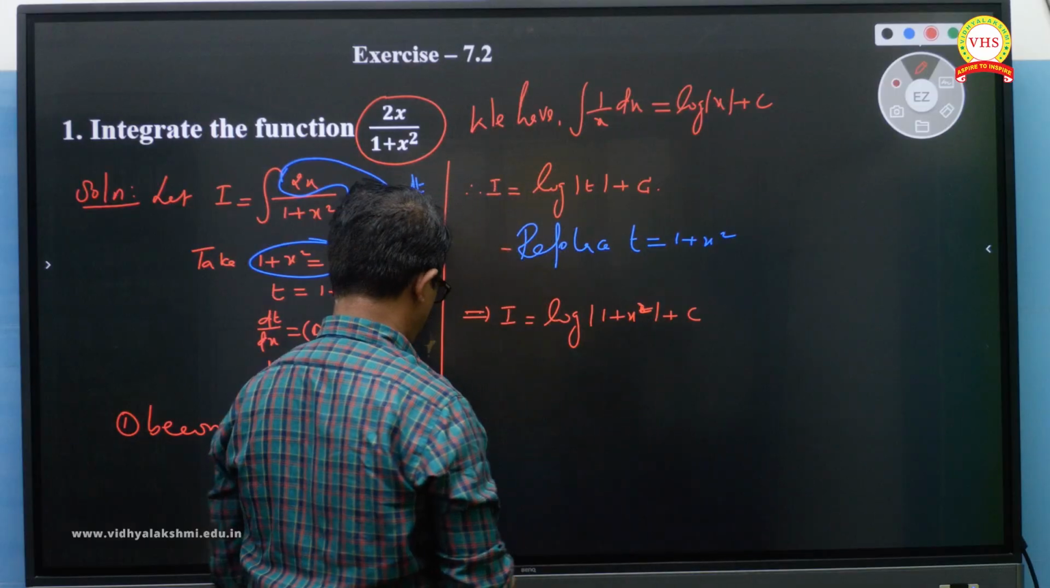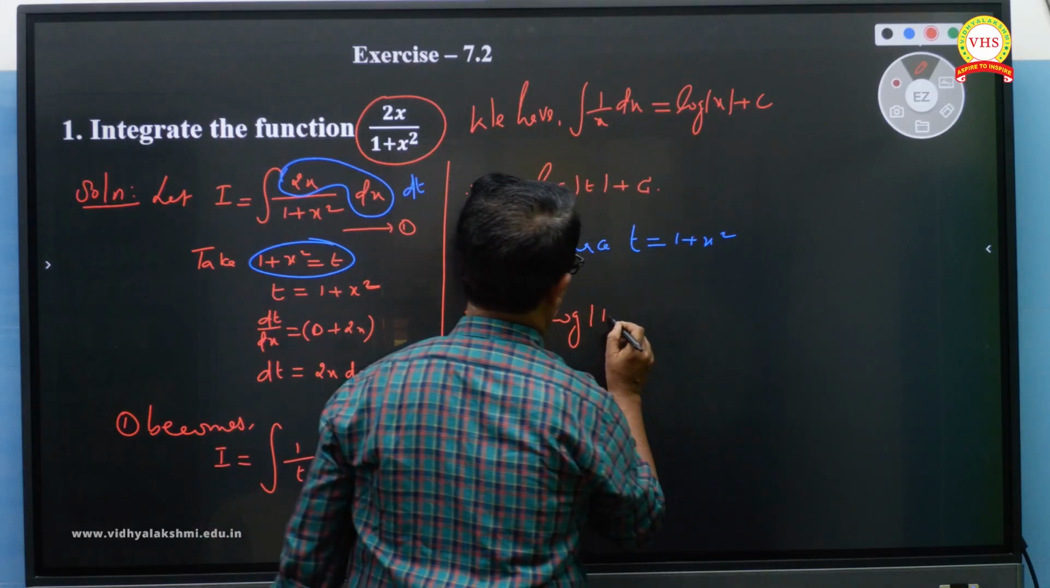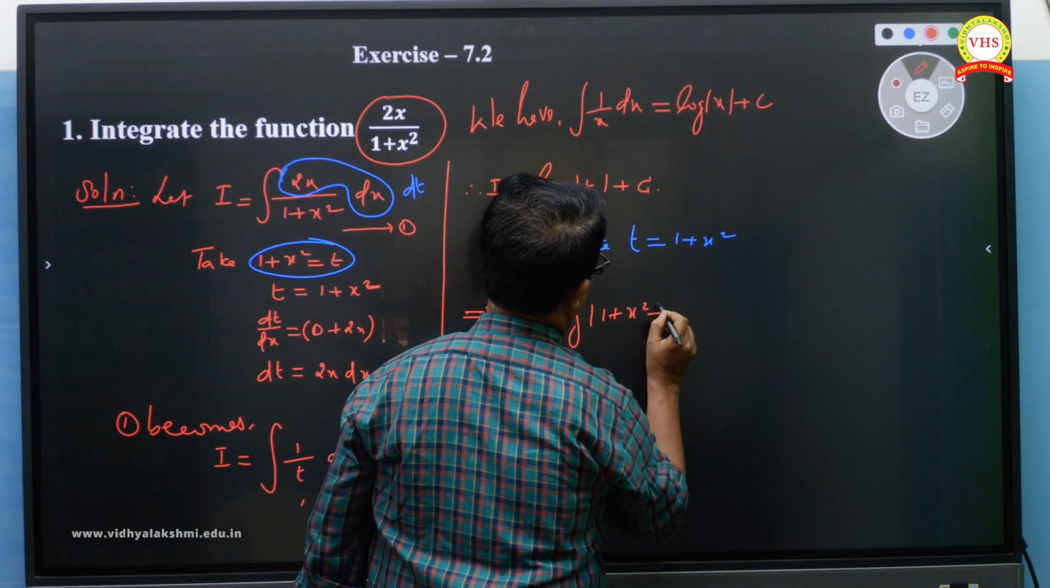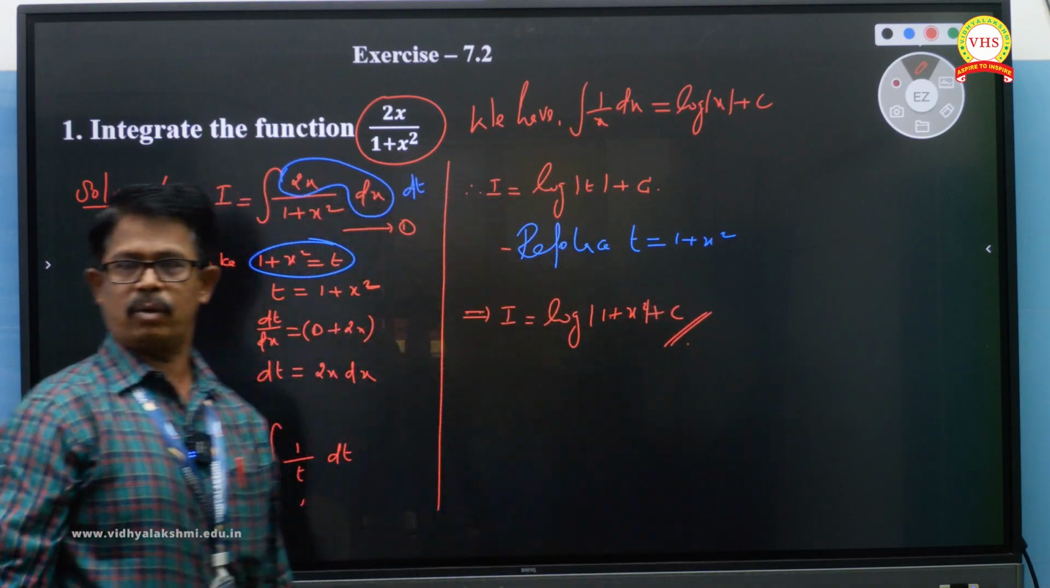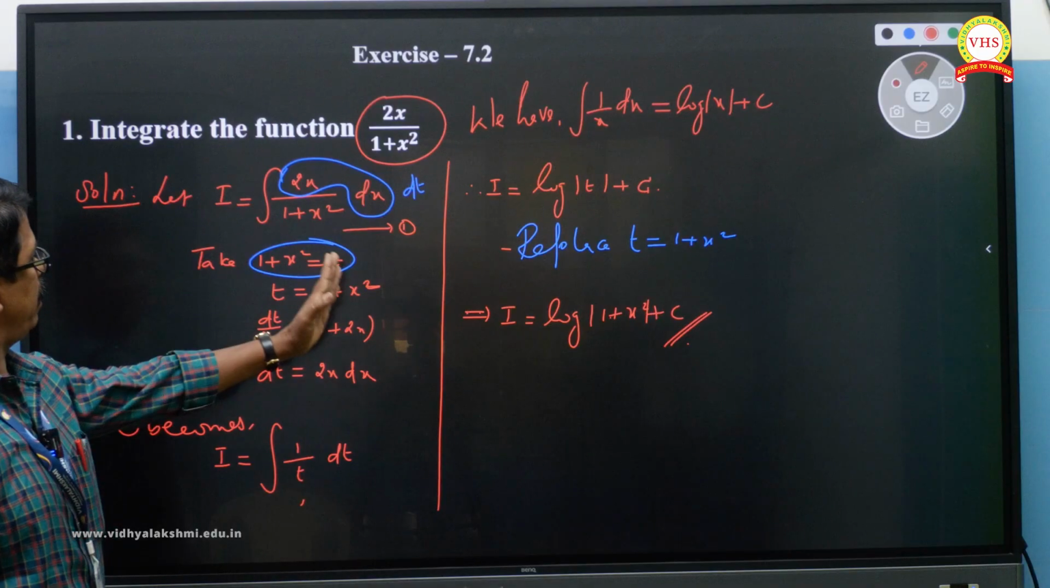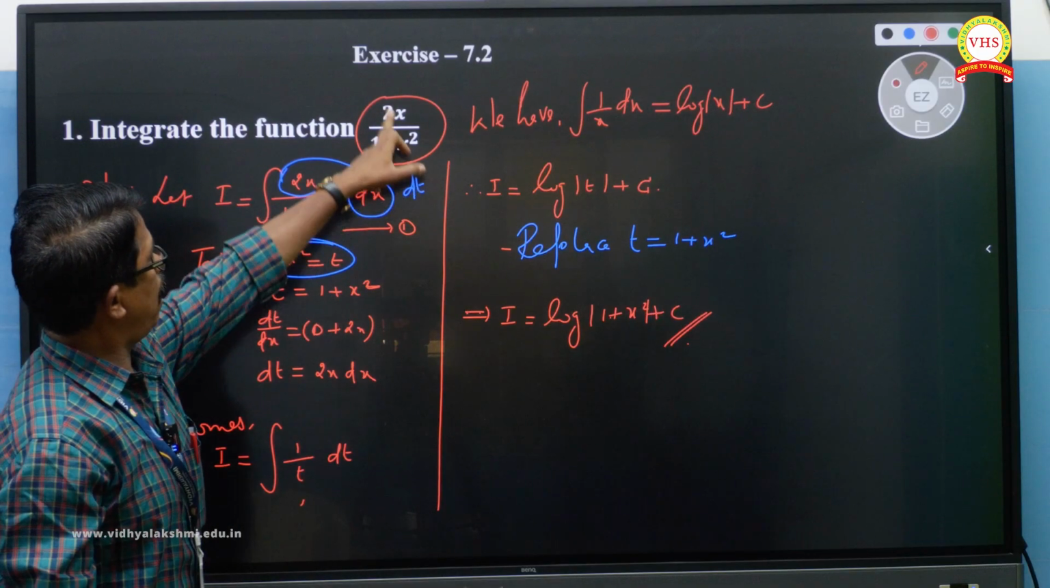So, any doubt, please, students, listen. This is 1 plus x square plus c. This is the answer for the given question. Do you understand what I am telling? Look at the denominator here.